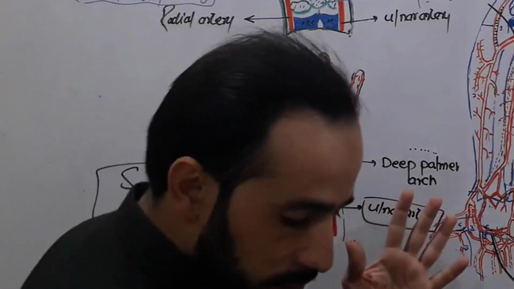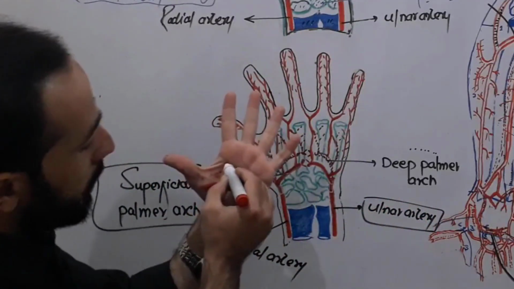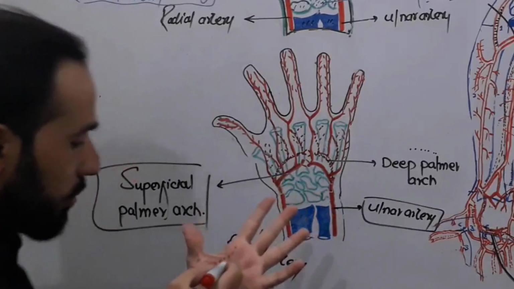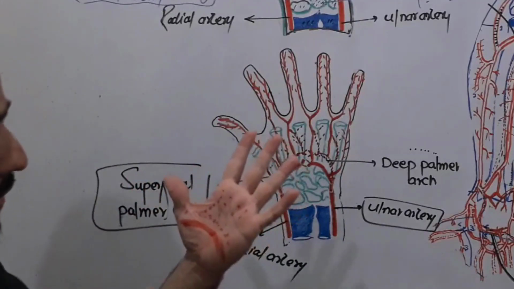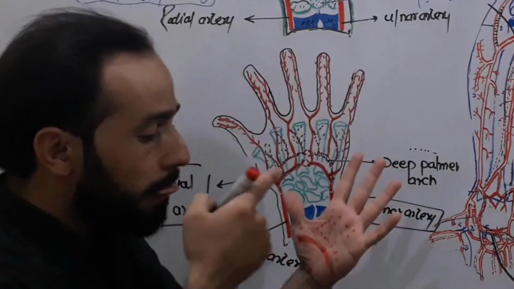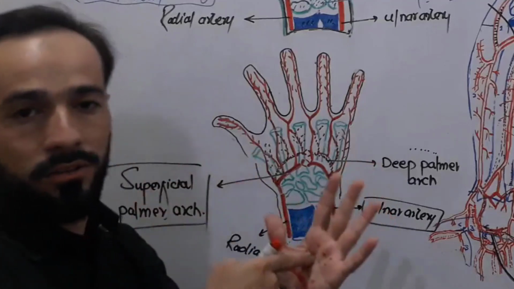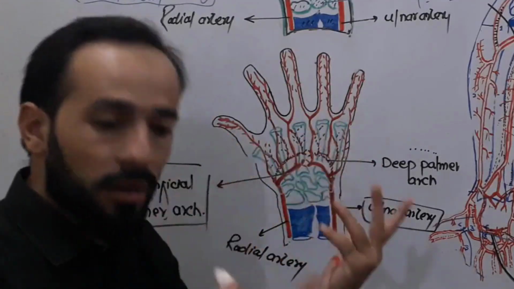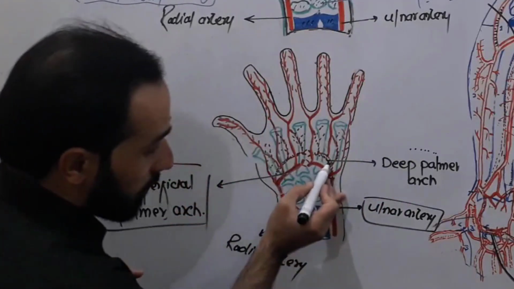Now look, from the deep palmar arch, it's so simple. From the deep palmar arch, there are deep arteries, right? Deep small branches. So they are going to the palm, they are present in the palm, and they are going to the metacarpals. So that's why we call them deep palmar metacarpal arteries, or simply palmar metacarpal branches, right? And where are they? Look, I will show you in the camera.